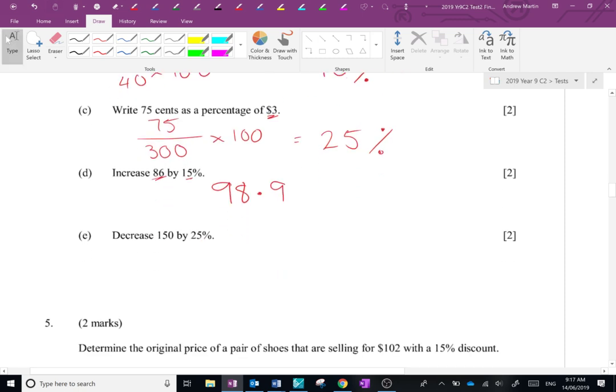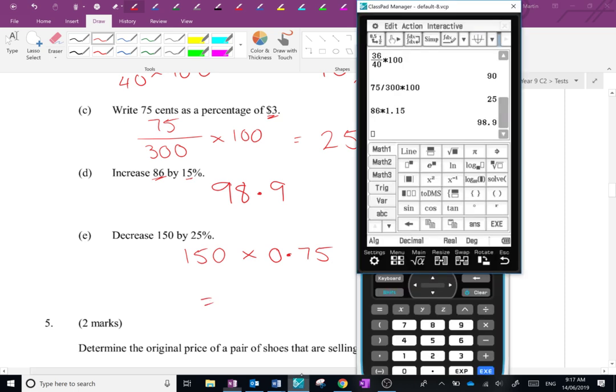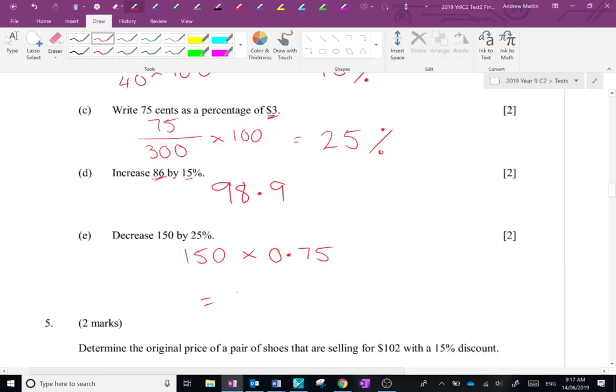Decrease 150 by 25%. I should show my working here. So 150, if I'm decreasing it by 25%, I'm going to be left with 75% of the value. So I'm multiplying by 0.75. And we should get 112.50. It's not money, actually, it's just 112.5. Okay.